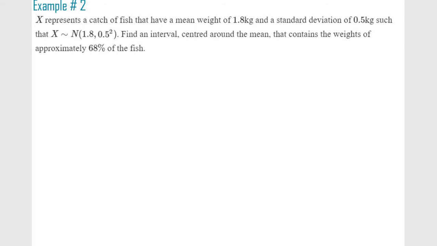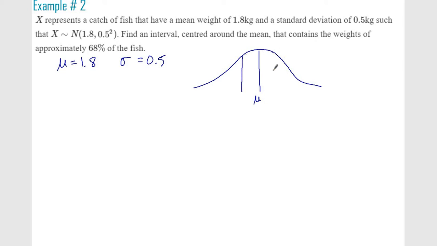All right, so now we do another example. Here it states that the mean is 1.8. Our standard deviation is 0.5, right? Because we usually talk about variance, which is standard deviation squared. So we want to find the interval around the mean, so centered around the mean. If I've got my normal distribution, I want to be centered around my mean that contains the weights of approximately 68%. So that means I want 34% over here, 34% over here, and I want all of that. So I want that to be 68%.